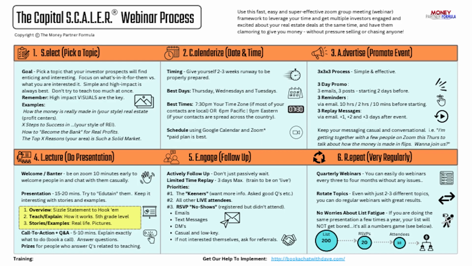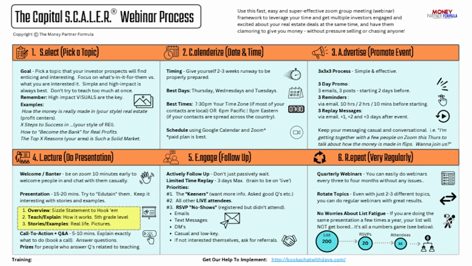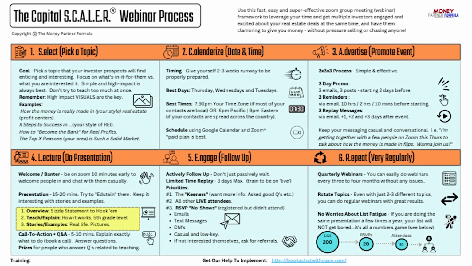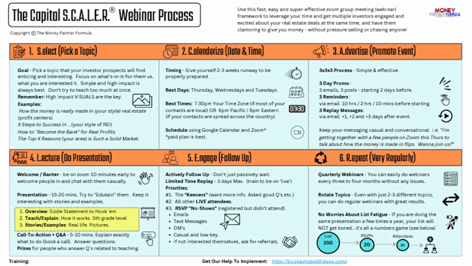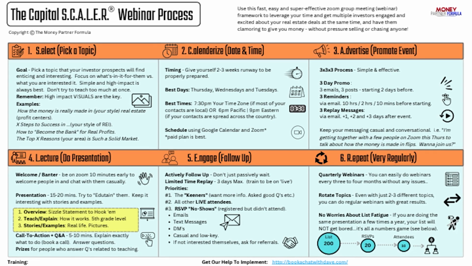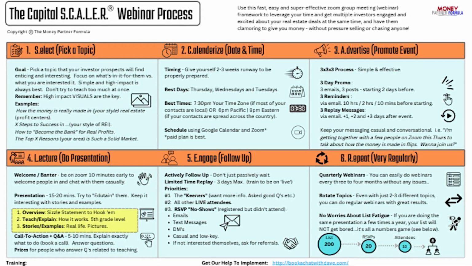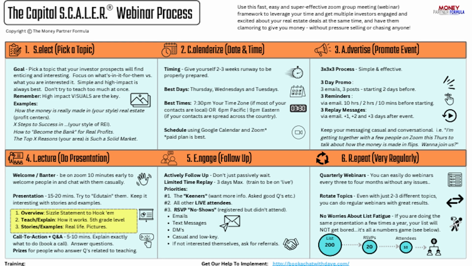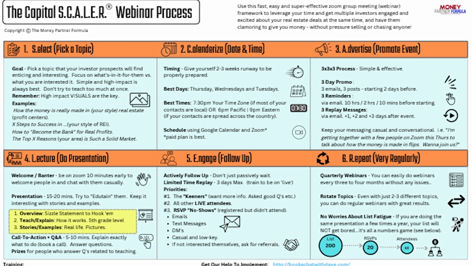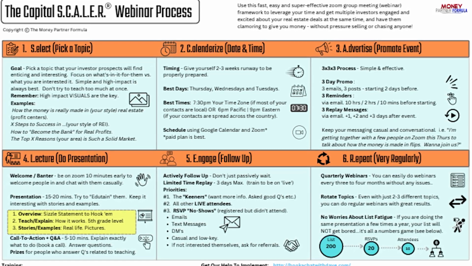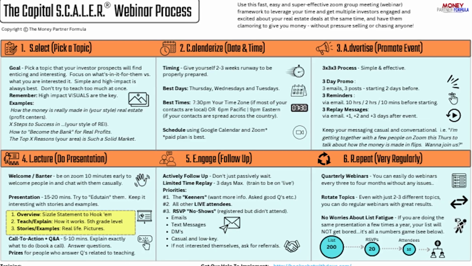All right, so this is step 5 of our 6-step webinar SCALER system. The first step is all about selecting the right topic. The C in SCALER is all about calendarizing, picking the right day and the time. A is advertising, getting the word out. L is doing the lecture, the actual presentation itself. E is the engage side of things. That's what we're talking about here: getting people engaged, following up, getting them to actually invest in your deals.